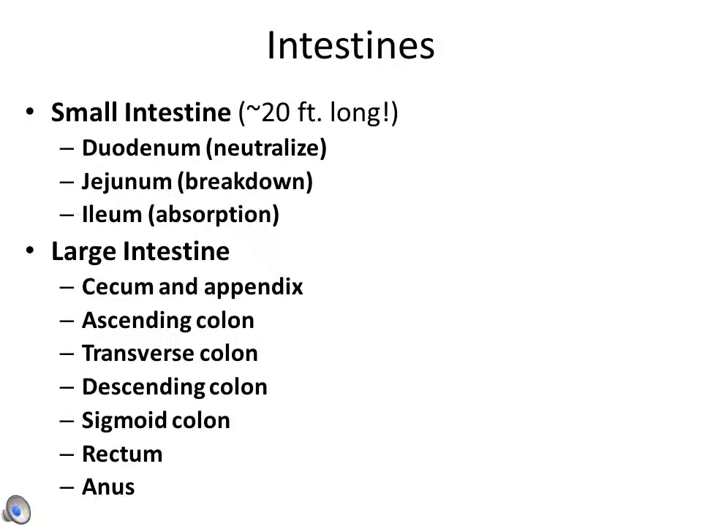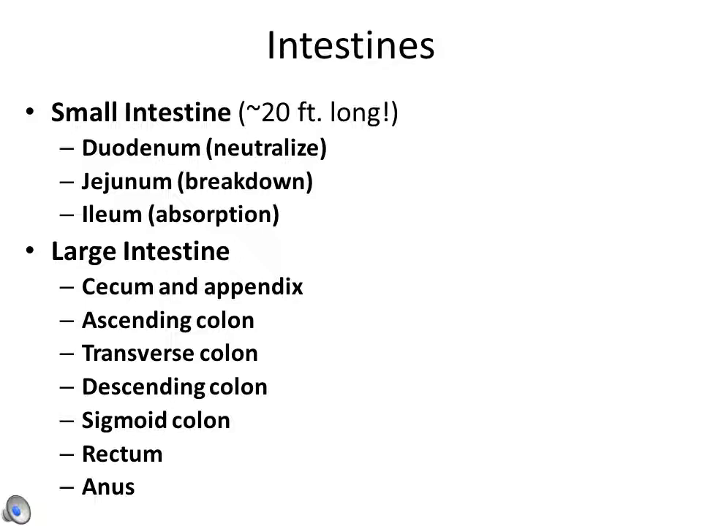Let's talk about the intestines first. There are two types of intestine, the small intestine and the large intestine. The small intestine is approximately 20 feet long and is divided into three sections: the duodenum, the jejunum, and the ileum. The duodenum is the shortest part of the small intestine, and its main function is chemical in nature to neutralize the contents from the stomach. The duodenum joins the stomach to the jejunum.